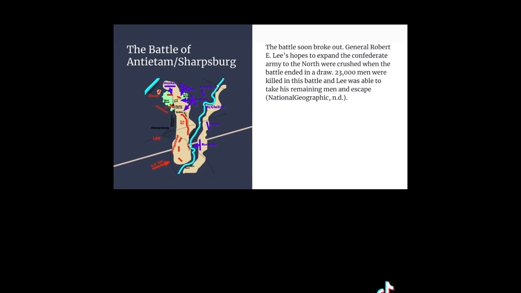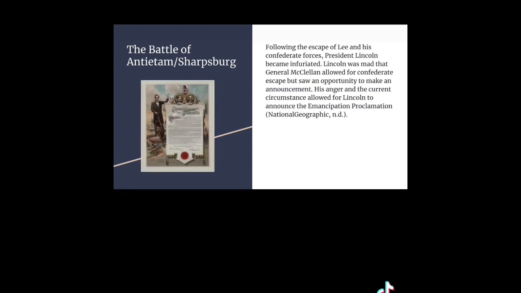General Robert E. Lee's hopes to expand the Confederate Army to the north were crushed when the battle ended in a draw. 23,000 men were killed in this battle, and Lee was able to take his remaining men and escape. Following the escape of Lee and his Confederate forces, President Lincoln became infuriated. Lincoln was mad that General McClellan allowed for Confederate escape, but did find an opportunity to make an announcement. His anger and the current circumstance allowed for Lincoln to announce the Emancipation Proclamation.